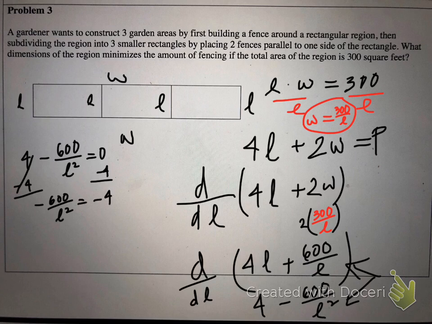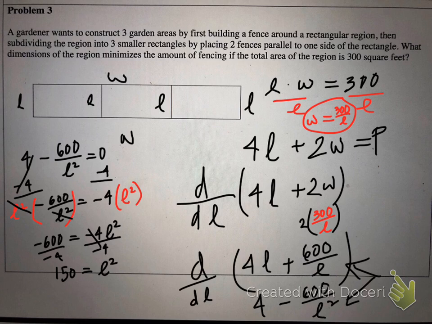And we do the same thing. We can multiply both sides by L squared. Let me do it in red. This side multiply by L squared, and multiply this by L squared. And what's going to happen over here, these are going to cancel. And we're just left with -600 equals -4 L squared. And this is where it becomes positive. You see how we divide two negatives? So what's 600 divided by 4? 150, right? So this is 150 equals L squared. And there you go.